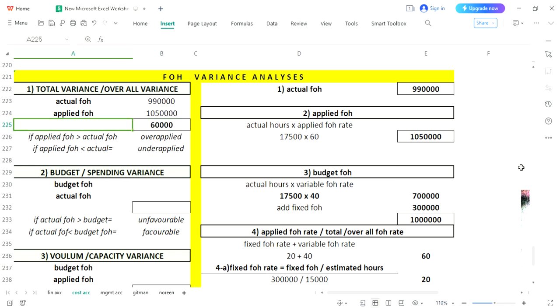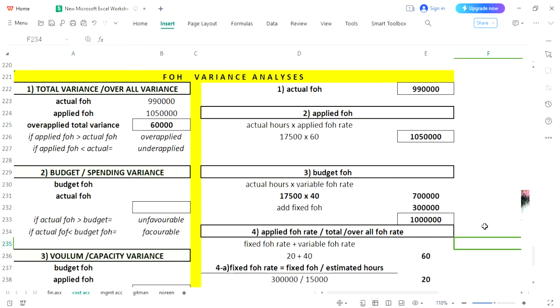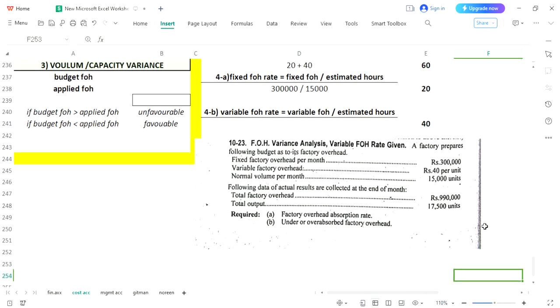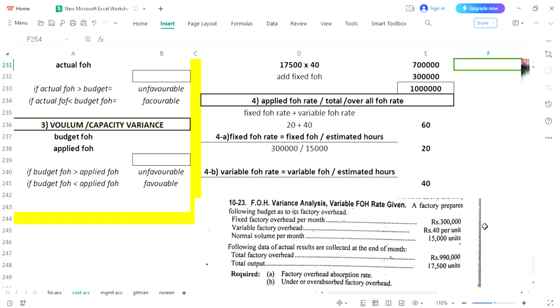It's time to conclude. You will be focusing upon applied FH. Applied is 105, actual is 99, so applied is more. Applied is more means it is over applied. Total variance you have calculated is 60,000. So let's go and see where answers are present. You have put somewhere here.